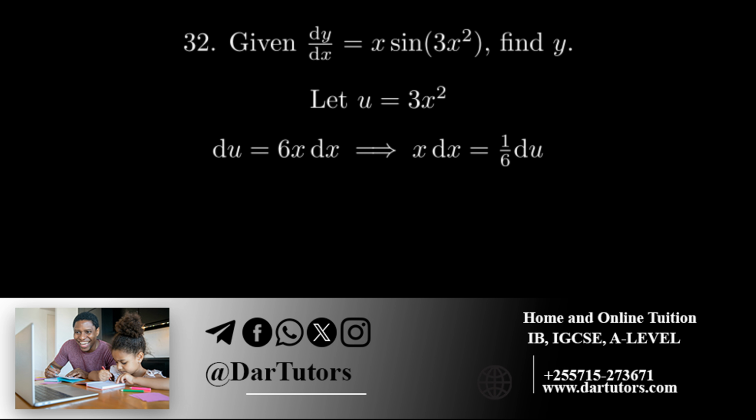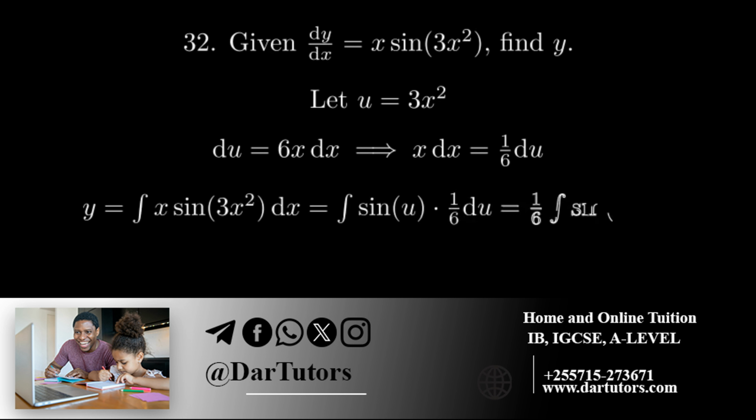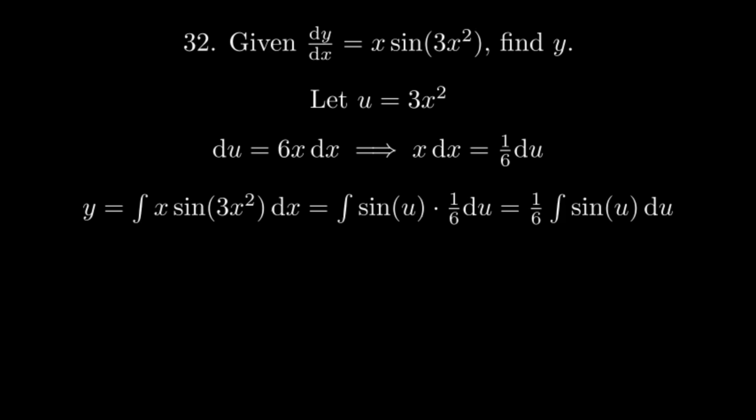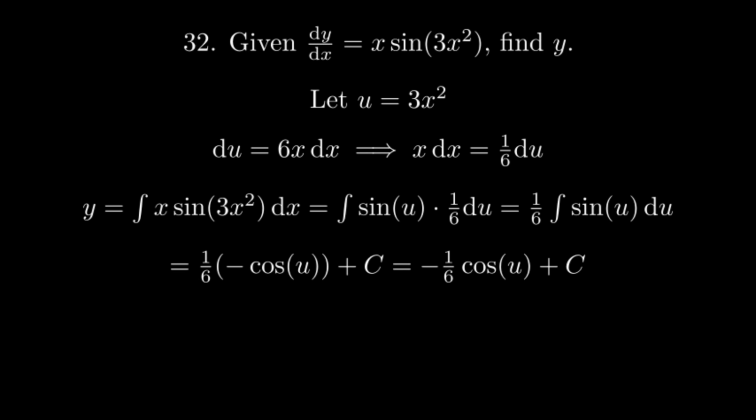Then du equals 6x dx, which means x dx equals du/6. The integral of sin u is negative cos u. Substituting back, u equals 3x squared gives us the final answer. So y is equal to negative 1/6 of cos of 3x squared plus a constant c.